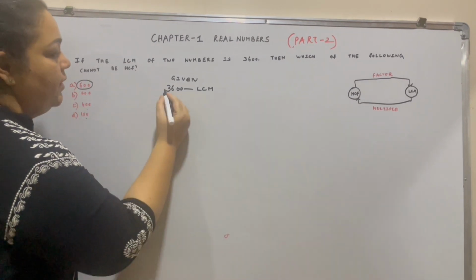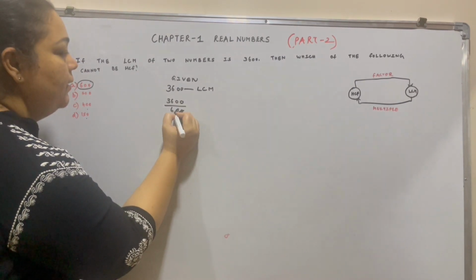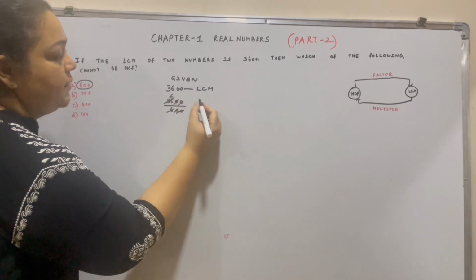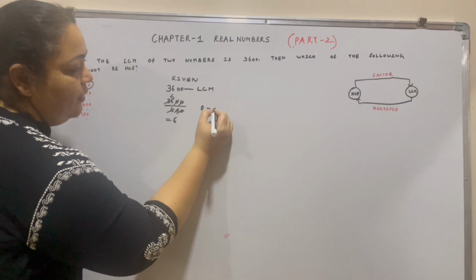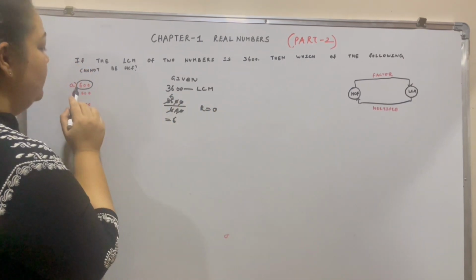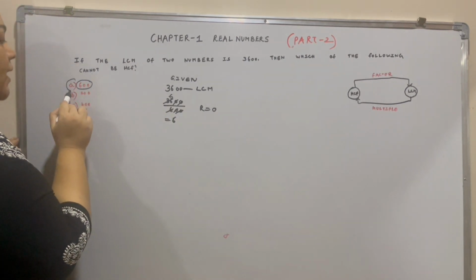Now what is the answer? 3600 divided by 600: 6 6s are 36, so the answer is 6 and the remainder is equal to 0. So this is a factor. So 600 is a factor of 3600, so A is not the right answer.